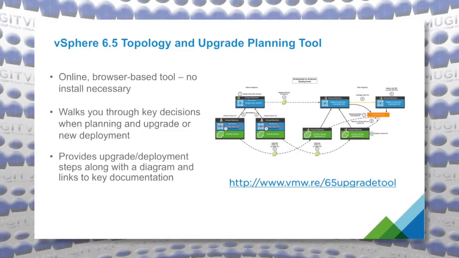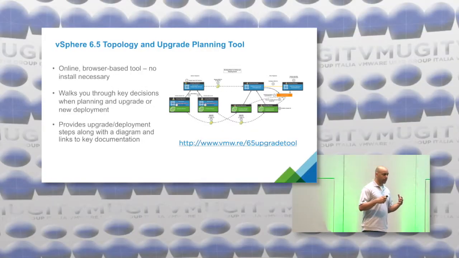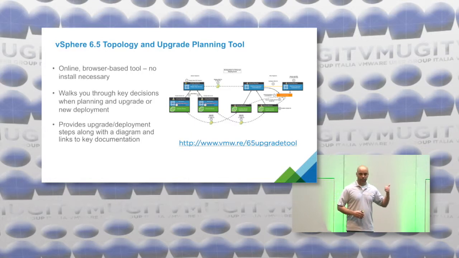Also, we've introduced the Topology Upgrade Planning Tool. Now, this is a great online tool. Initially, this was released kind of like a poster in a sense. Now it's online. You go in, you give it some information about your current environment, and at the end, it will give you what your potential upgrade or topology path should look like. If you go to Ivo's session later on today, he's going to go into more detail about this.